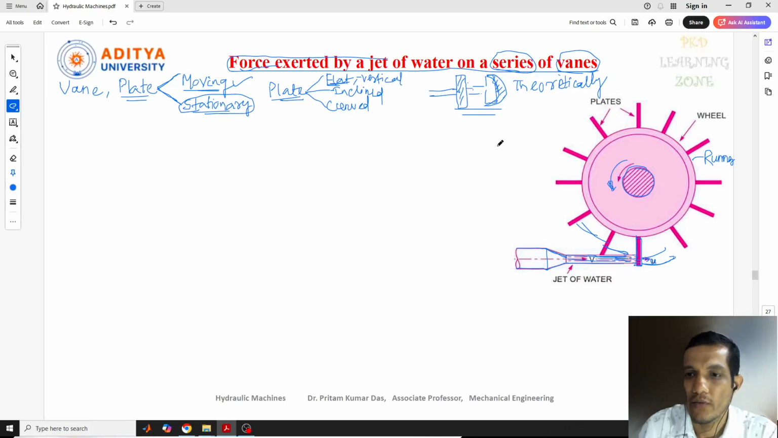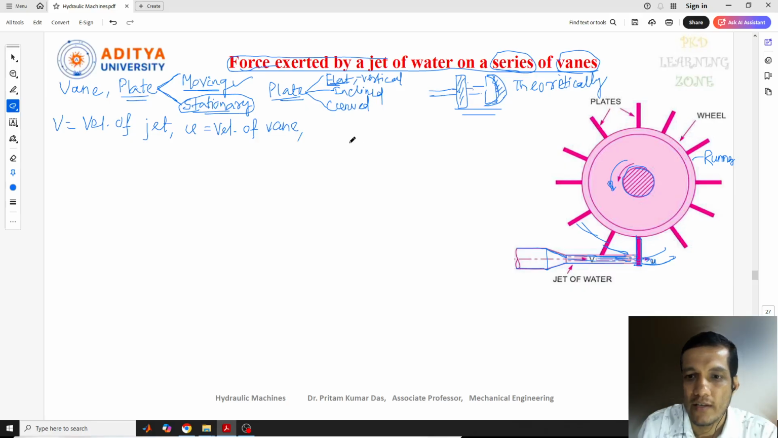So anyway, first of all, I'll tell you some important parameters here. One is V, which is nothing but the velocity of the jet. This is very, very simple. First one is the velocity of jet. Second one, small u we can consider. This is the velocity of the vane, or plate, I can say. Vane or plate, both are the same.